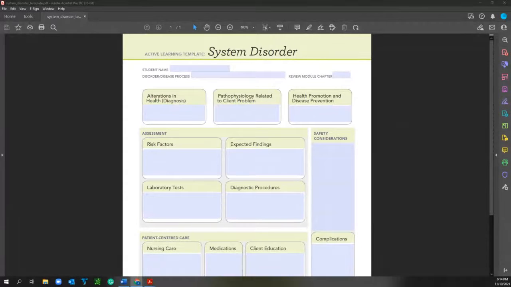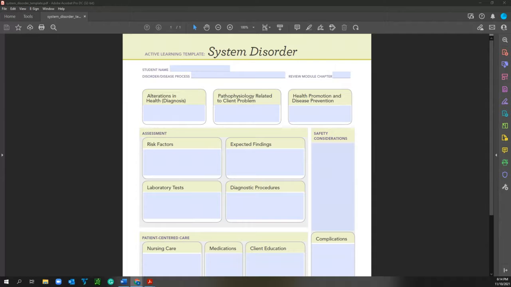Okay, have you guys seen system disorder templates at all? Or is it something new for you? You've seen them? Okay, you did them in SEM. Have you done one for osteoporosis and menopause? No? Okay. So let's do it together.